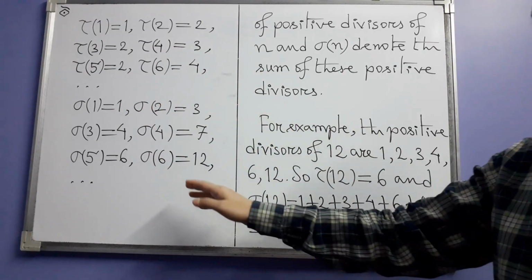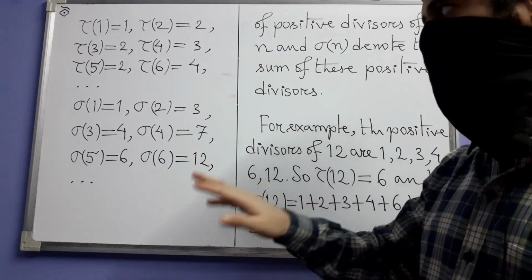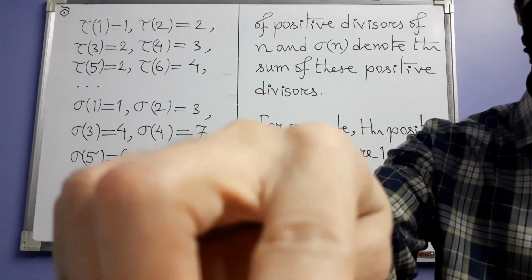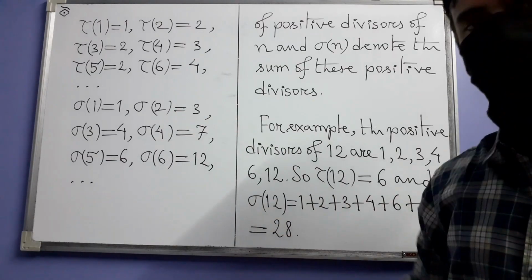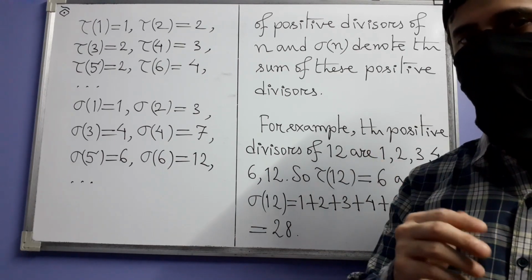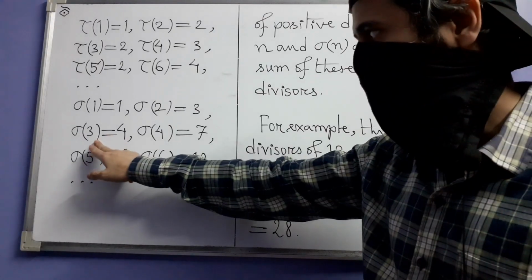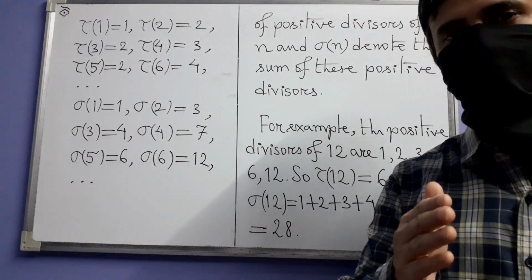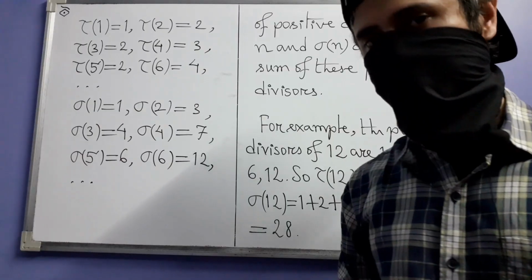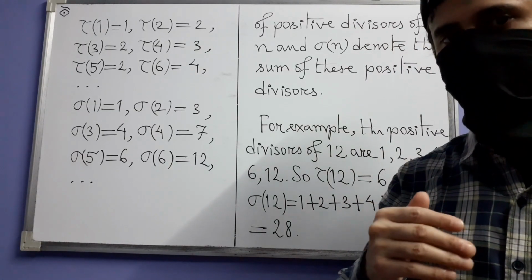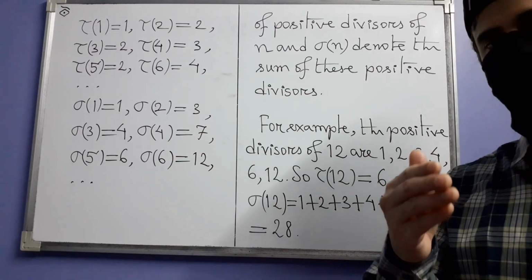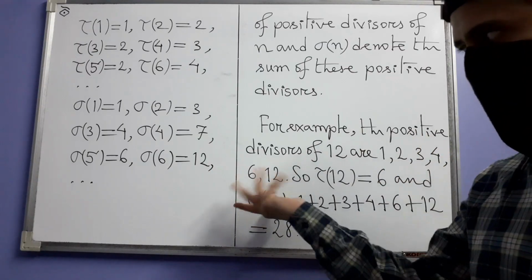Sigma is the sum of these positive divisors. What happens when you consider sigma of 1? Because 1 is the only positive divisor of 1, sigma of 1 is 1. Sigma of 2 is 3 because 2 has the positive divisors 1 and 2, so their sum is 3. Sigma of 3 is 4 because 3 has the only positive divisors 1 and 3, so their sum is 4. So you can see that for prime inputs, sigma value is obtained by adding 1 to it. Sigma of 4 is 7 because 4 has the positive divisors 1, 2 and 4, and their sum is 7. So like that it goes.